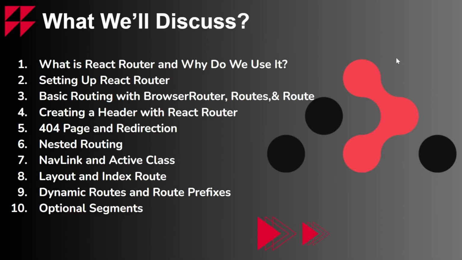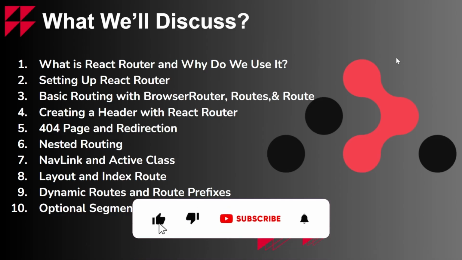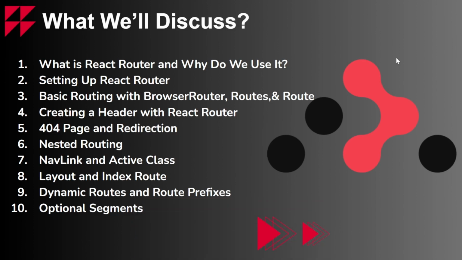Then we will be seeing some basic routing with browser router, what are routes, and then route. We will be creating our own header for our website. Then what if some page does not exist in our website? In that case we also need to create an error page or a 404 page. We will be creating that. After that we will be seeing nested routing, that is if we have one page inside another page, how can we set up the routing for that. Moving on, we will be seeing navigation links and active class, then layouts and index routes, dynamic routes, and optional segments. Basically we will be covering every topic that is possible in React Router.